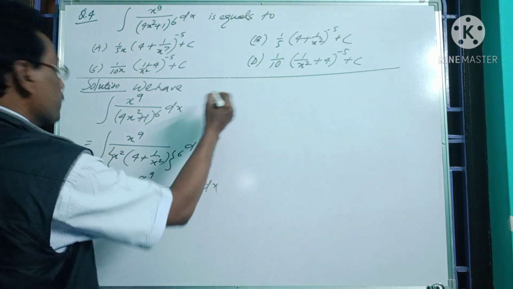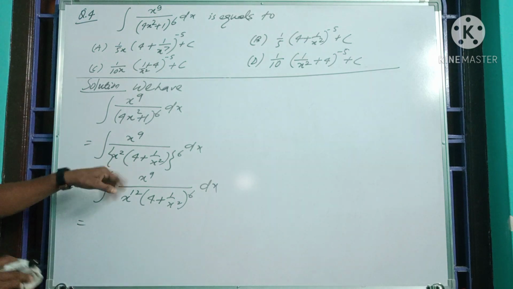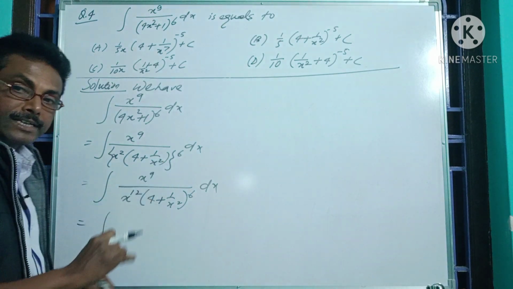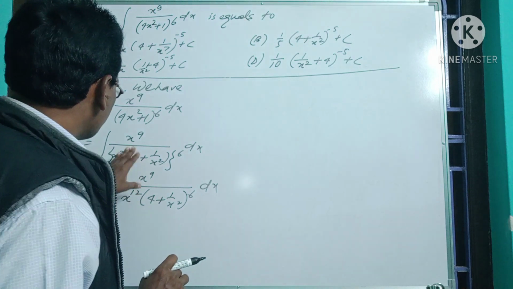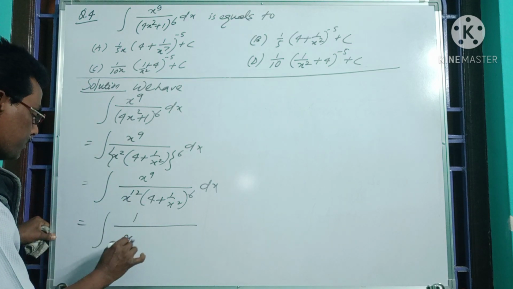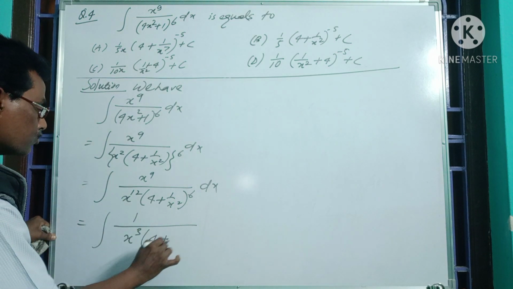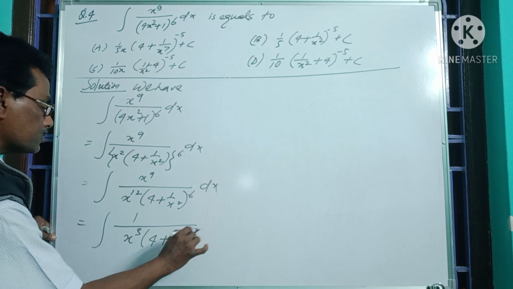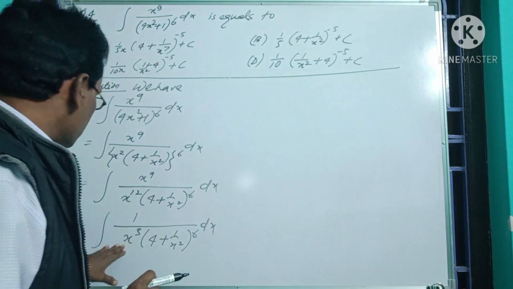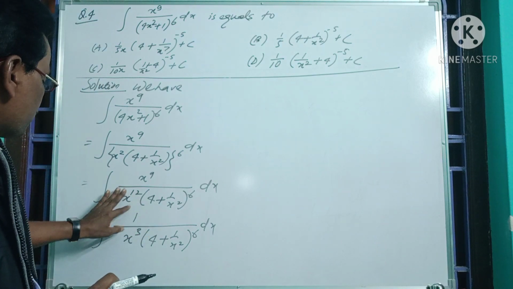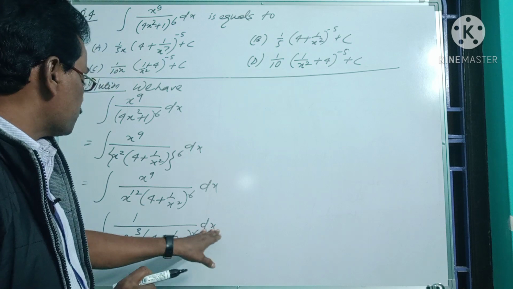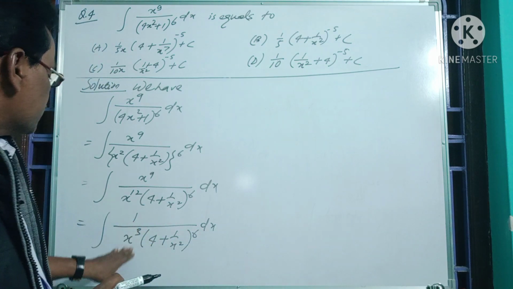Then before integration, simplifying, we have in numerator x to the power 9 and in denominator x to the power 12. So simplifying, we have integration of 1 by x to the power 3 whole into (4 plus 1 by x square) whole to the power 6 with respect to x. Now see, after transformation we reach the function 1 by x cube whole into (4 plus 1 by x square) to the power 6 with respect to x. Again this integrand is not integrable.